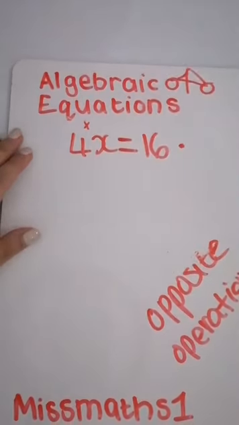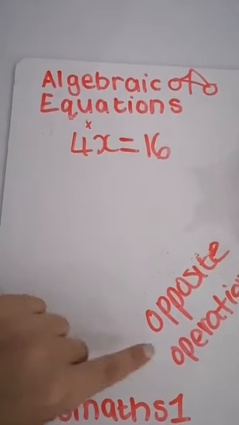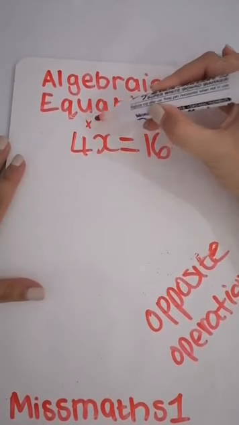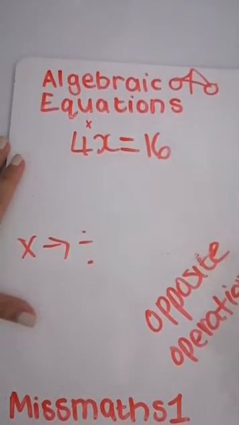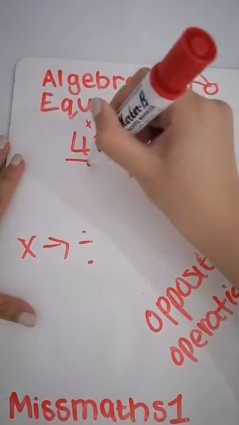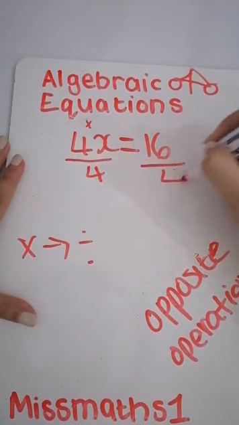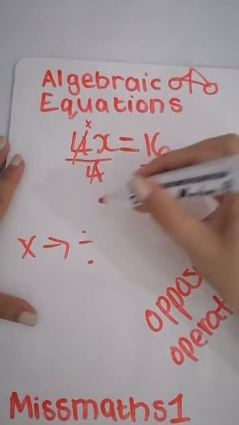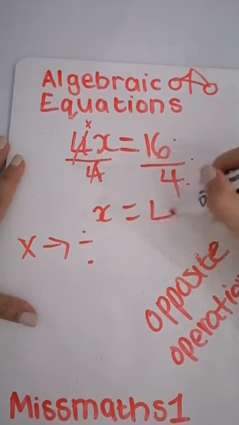Okay, so let's get started. Like we spoke about earlier, opposite operation. We have multiplication going on here. So we are now going to be doing division on both sides. I'm going to divide this side by 4. And what we do to the one side, we do to the other. We can see 4 divided by 4 is 1. So all you're left with is x. And 16 divided by 4 is 4.